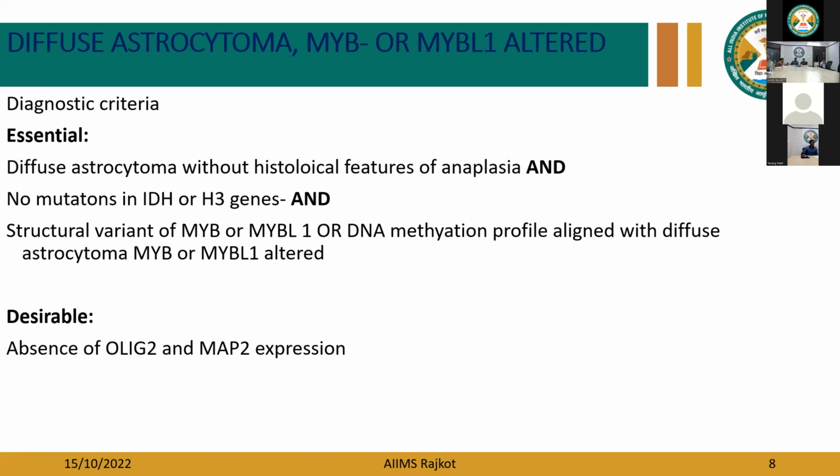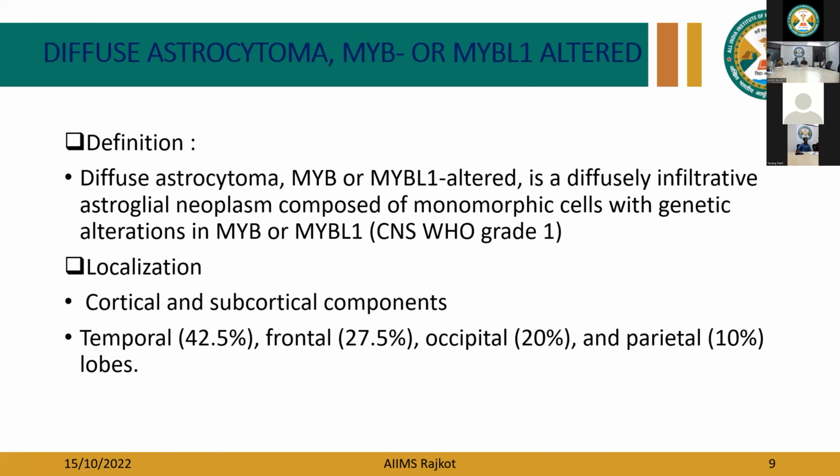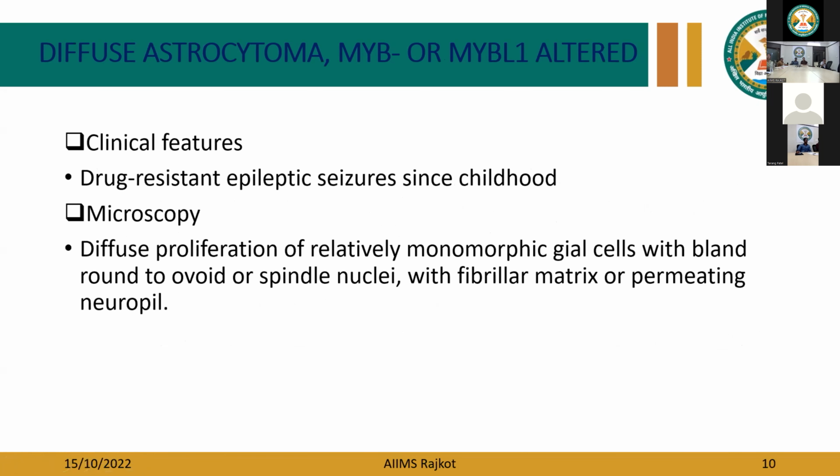Now, diffuse astrocytoma MYB or MYBL1 altered. Essential criteria are diffuse astrocytoma without anaplasia, absence of IDH or H3 mutation, and structural variant of MYB or MYBL1 alteration. Desirable criteria is absence of OLIG2 and MAP2 expression. It is basically located in the cortical and subcortical component, and the temporal lobe is most commonly involved.